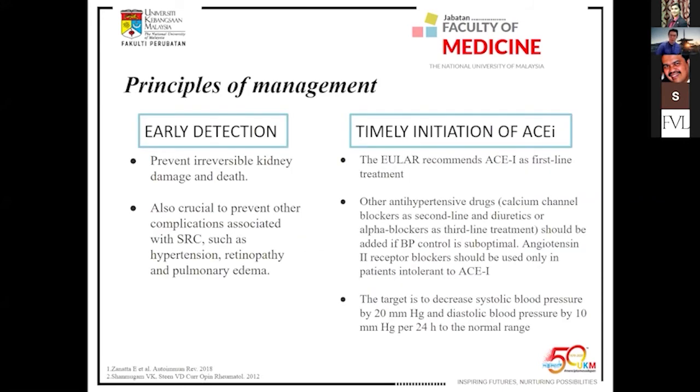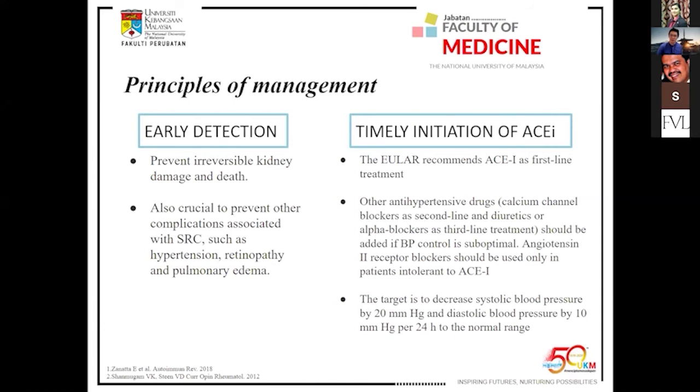Okay, what's the principle of management here? If you want to manage SRC well, the principle of management is early detection, because early detection can prevent irreversible kidney damage and death. It's also important to prevent other complications like hypertensive retinopathy and pulmonary edema.